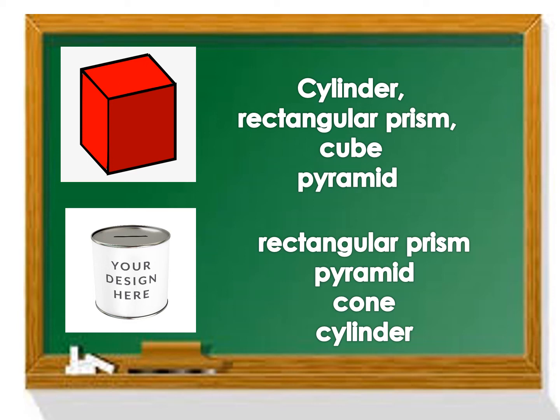So what is the answer in number 1? Number 1 is cube and number 2 is cylinder. Correct.